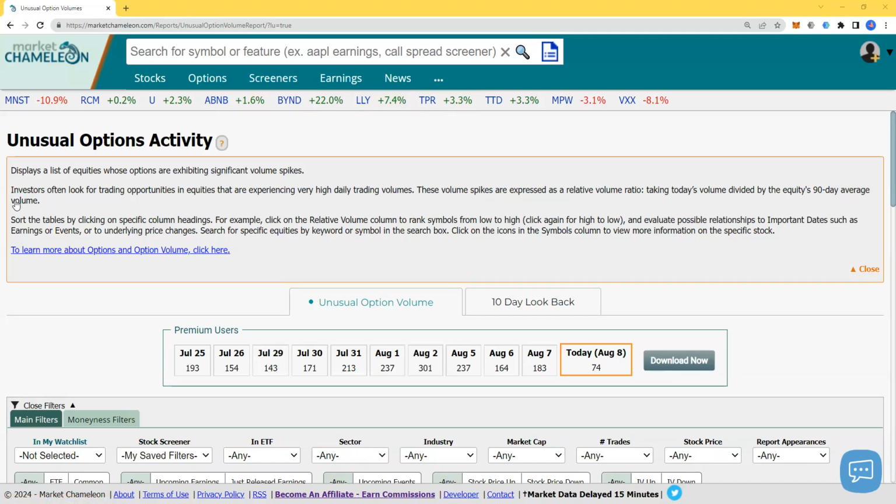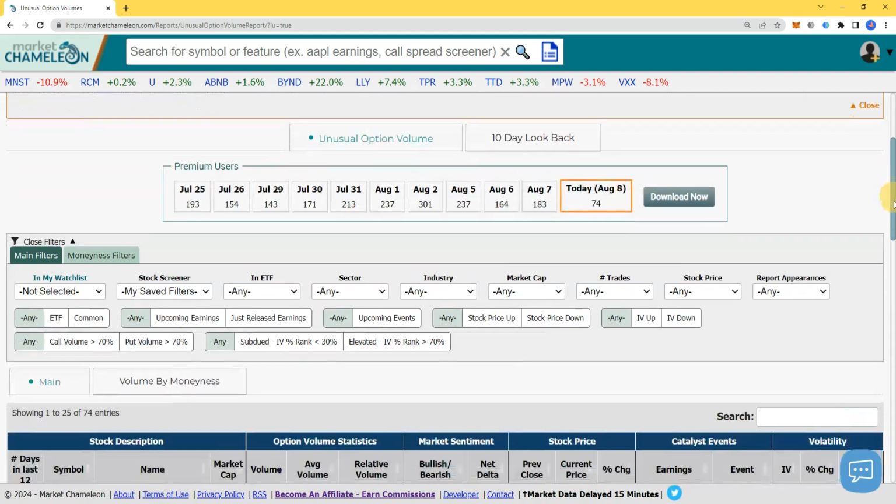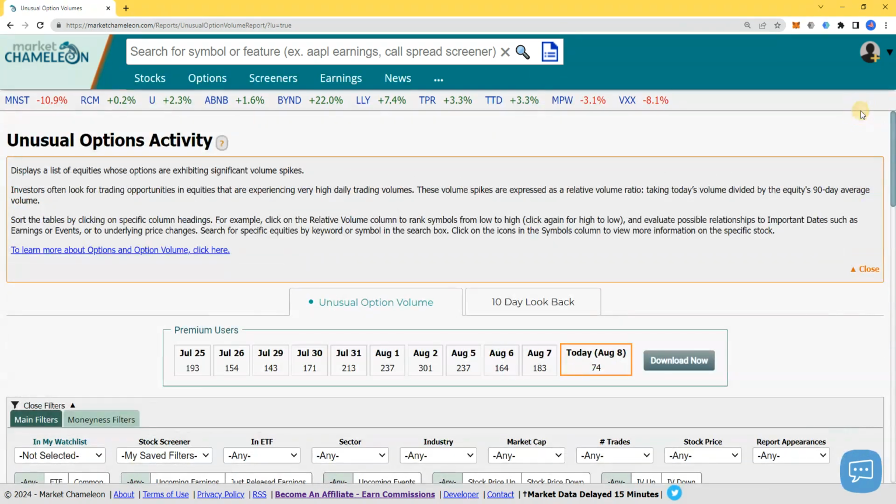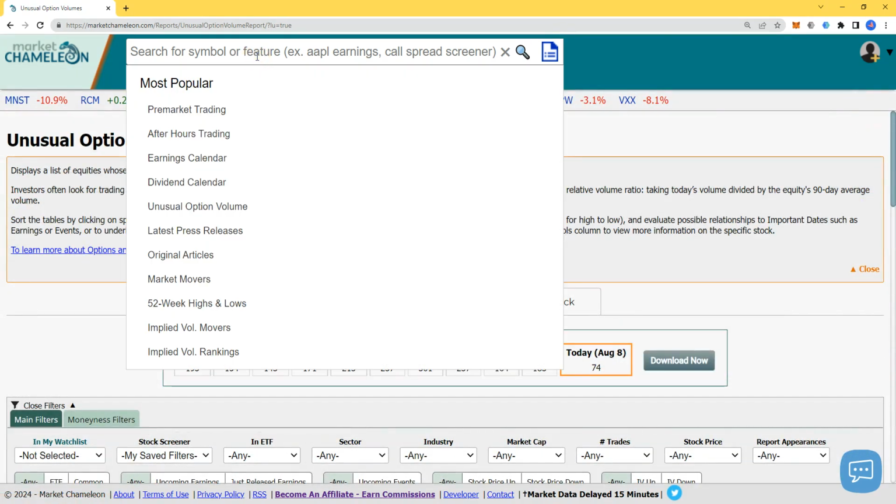Here's something interesting: unusual option activity using Market Chameleon for today, August 8th. The way I got here, I just click here on my left mouse. The most popular searches, as you see: pre-market trading, after hours, earning calendar, dividend, and this is what we got. Unusual option volume and other stuff, press release, articles, so much stuff.